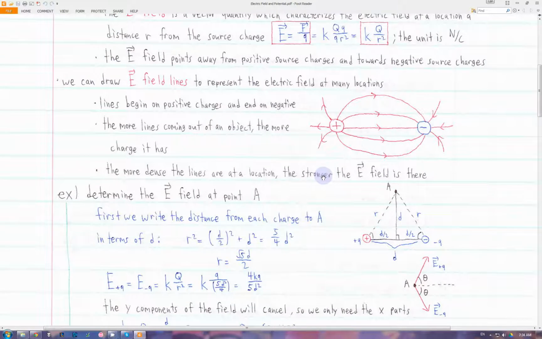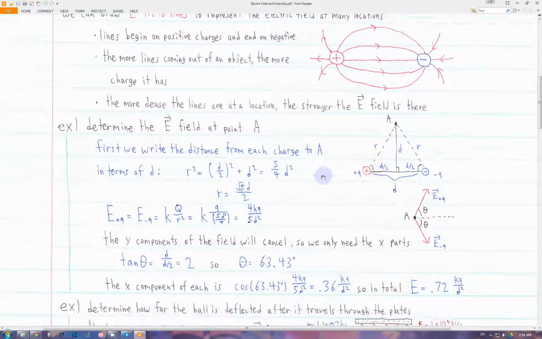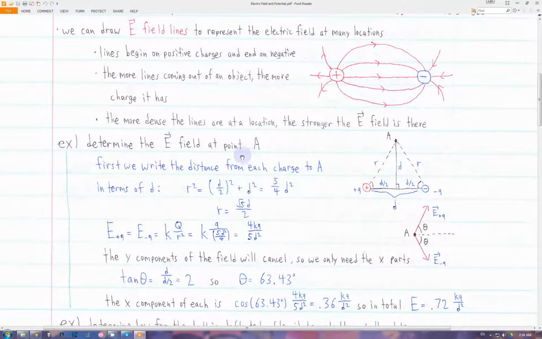So just like any vectors, force vectors, if there are multiple electric fields, then to find the total E field at a point, we just find the vector sum of all the E field contributions. So let's say we have two charged objects, one positive, one negative, and they both have the same magnitude of charge, and they form an equilateral triangle with this point A. So we want to know what's the total E field at point A.